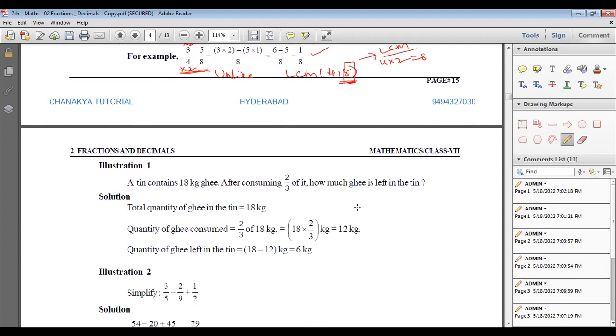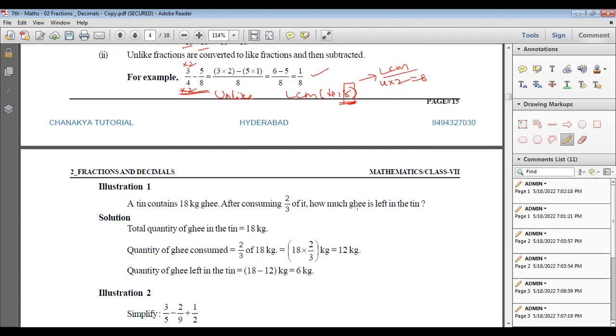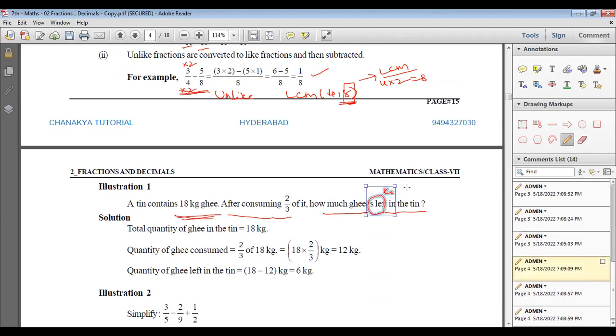And there are many application examples given here. You just see the first question here. A tin contains 18 kg ghee. This is a general example, children. After consuming 2/3 of it, how much ghee is left in the tin? Left, the keyword here is left. Left means what operation should you do, children? Put your answers in the chat box, please.